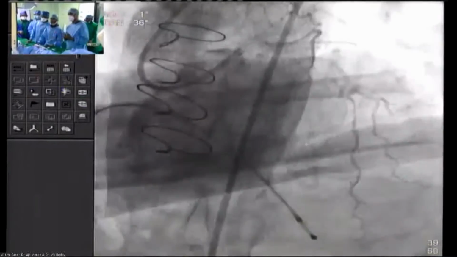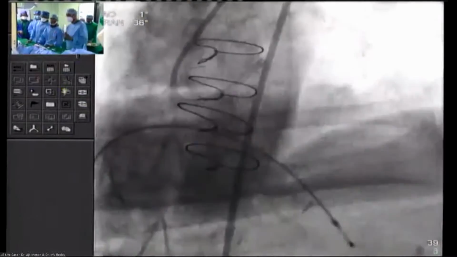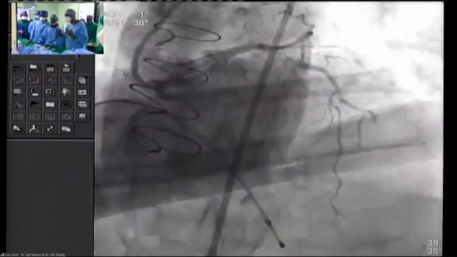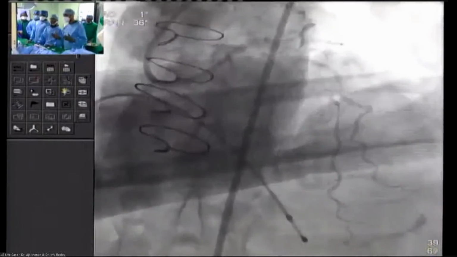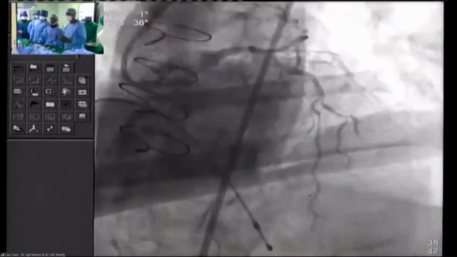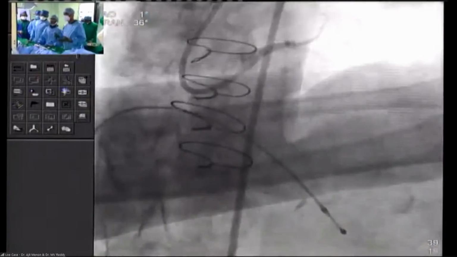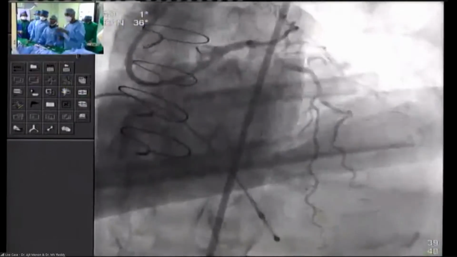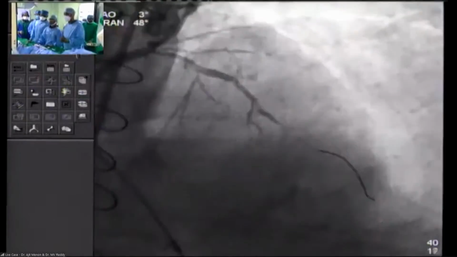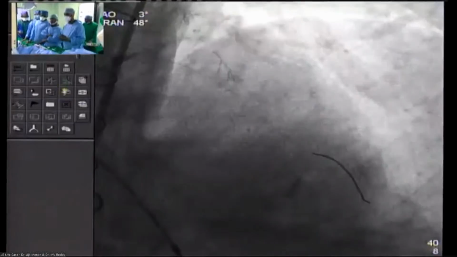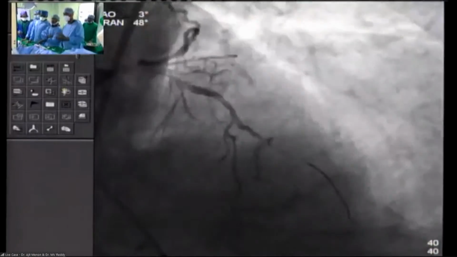You don't see the competitive flow in the LAD also. So we really don't know what happened in this situation. With a lot of adrenaline, noradrenaline, intracoronary nitroglycerin, nitroprusside, nicorandil, we got a wire into the diagonal in the meantime, with the blood pressure at those levels.